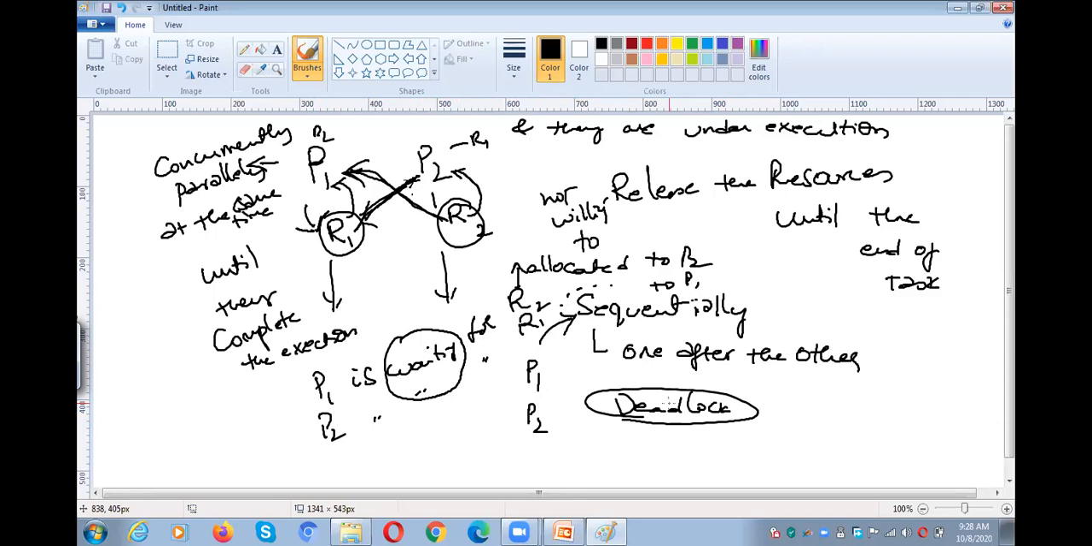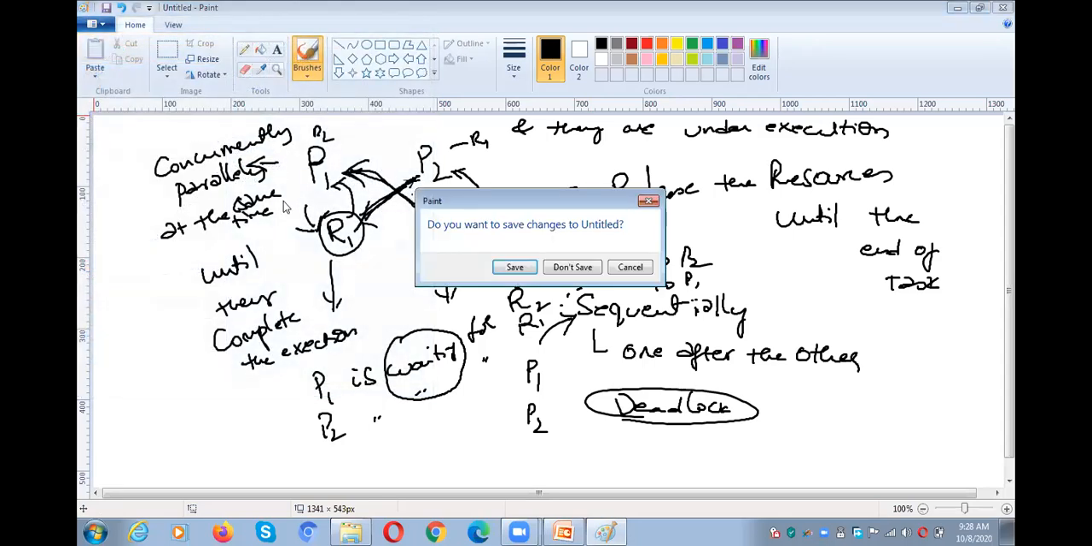Likewise, deadlock is a situation where the process cannot continue its execution. It creates such a situation, and that is called deadlock. And then, what is a system model? This is about deadlock.